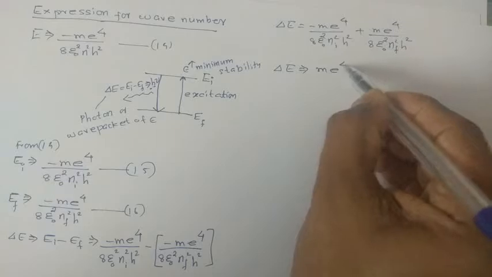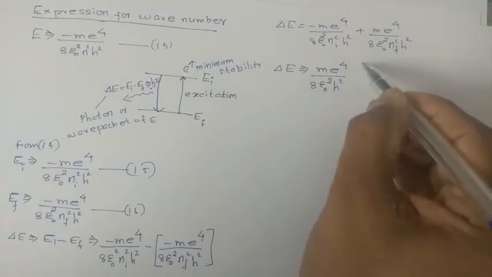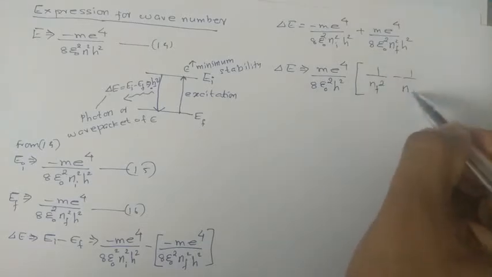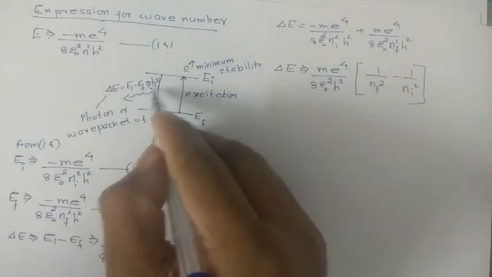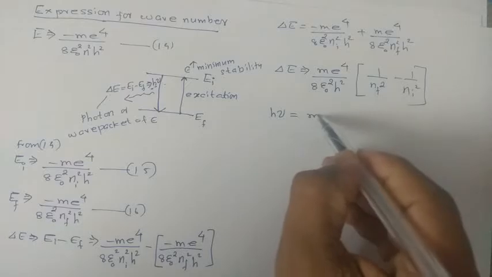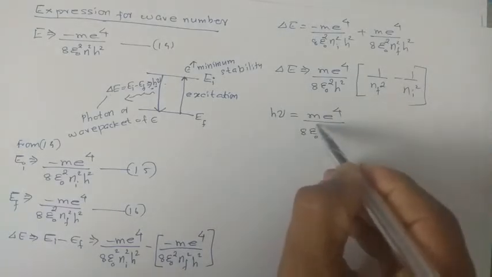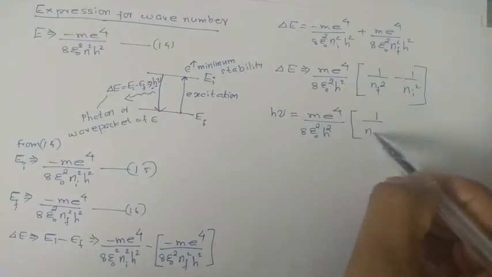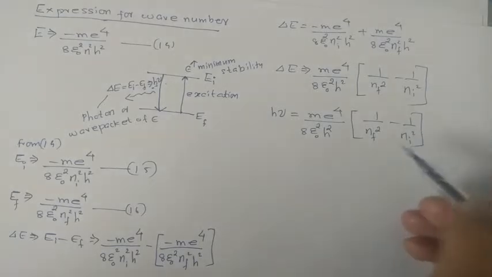m e⁴ divided by 8 epsilon 0 square h square into (1 by n_f square minus 1 by n_i square). We know delta E is equal to h nu. So h nu is equal to m e⁴ divided by 8 epsilon 0 square h square into (1 by n_f square minus 1 by n_i square).